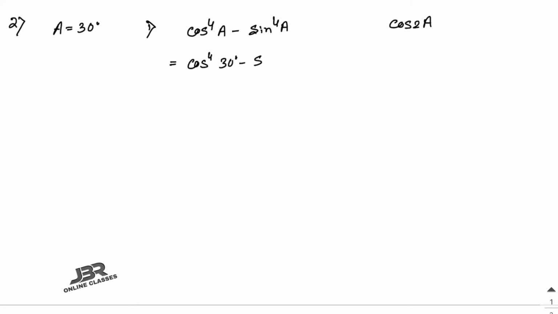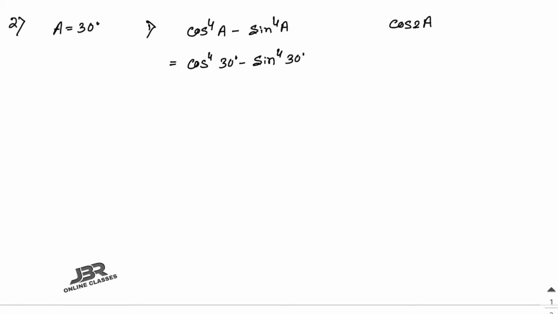Now the next one, sum number 2. In sum number 2, taking capital A equal to 30 degree, verify that cos to the power 4A minus sine to the power 4A equals cos 2A. You have to verify this one. That means the left hand side is equal to the right hand side. So here, cos to the power 4 30 degree minus sine to the power 4 30 degree.